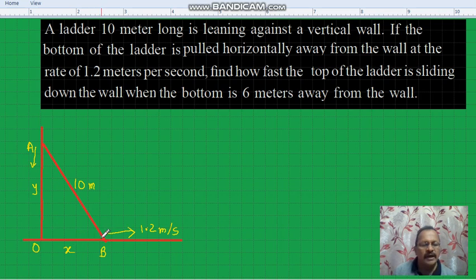So if this x is changing at the rate 1.2 meters per second, what is the rate of change of y? This is the simple question. First of all, we have to establish a relation between x and y. Very simple. This is a right angle triangle. So the relation between x and y is x square plus y square is equal to 10 square, that is 100.